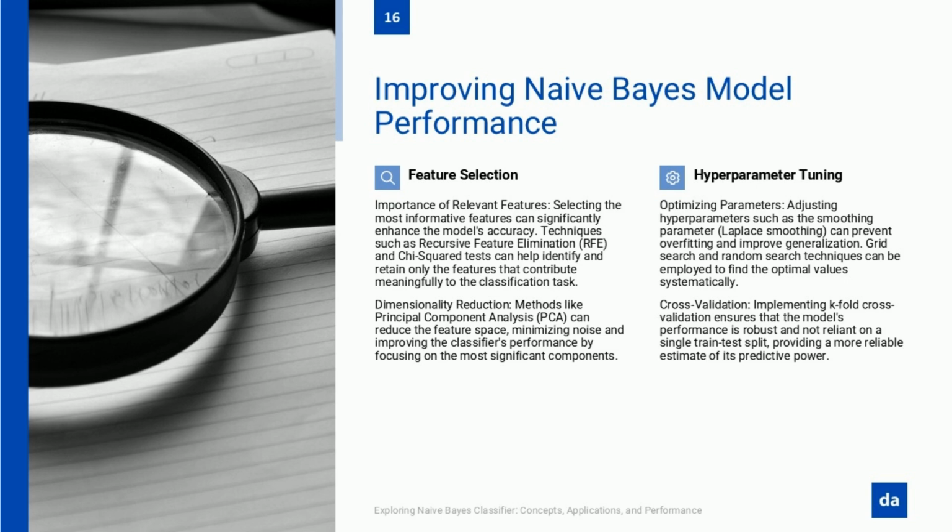One of the most effective ways to refine naive Bayes is through hyperparameter tuning. While naive Bayes doesn't have many parameters to tweak compared to other models, one key parameter that can make a difference is Laplace smoothing, also called additive smoothing.